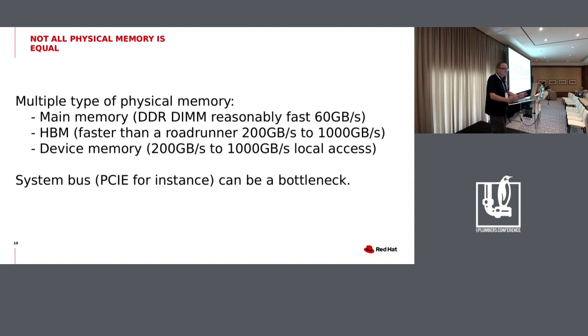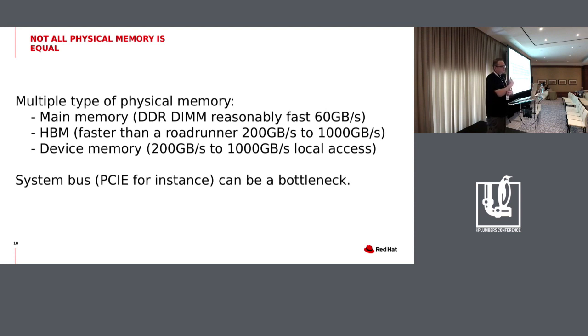And you also have device memory. Many devices have their own local memories that are also much faster than what you get inside the main memory. Again, the range can go up to 1 terabyte of bandwidth. It's really, really fast. And here, the issue is that all your devices on the system are interconnected with each other and with the CPU through PCI Express, for instance, which is the most common bus in most systems. And that can be really a bottleneck.